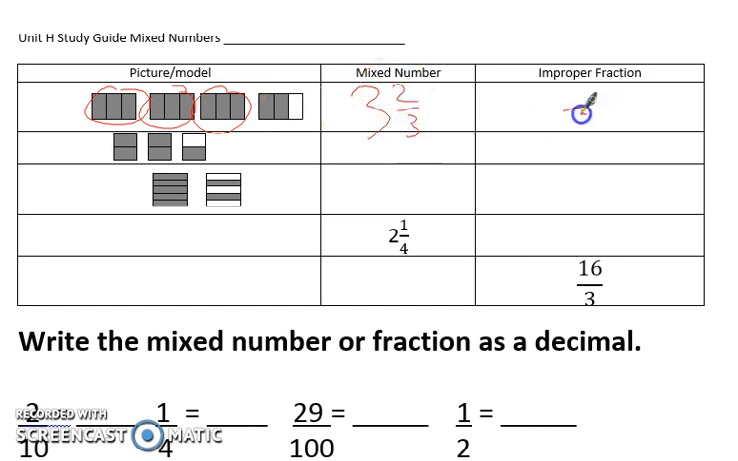I go to improper fraction. I know my denominator is going to stay the same because they're cut into thirds. I'm just counting how many gray pieces. 1, 2, 3, 4, 5, 6, 7, 8, 9, 10, 11. 11 thirds, because each piece was 1/3.